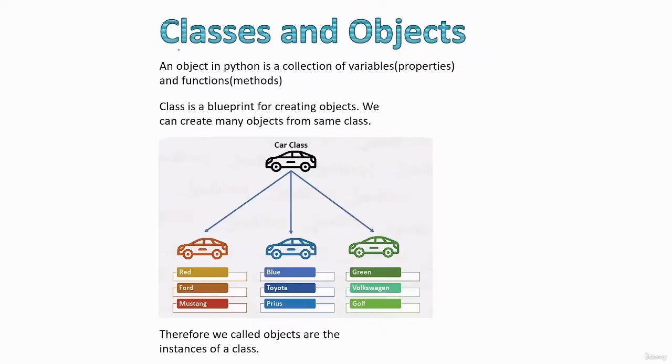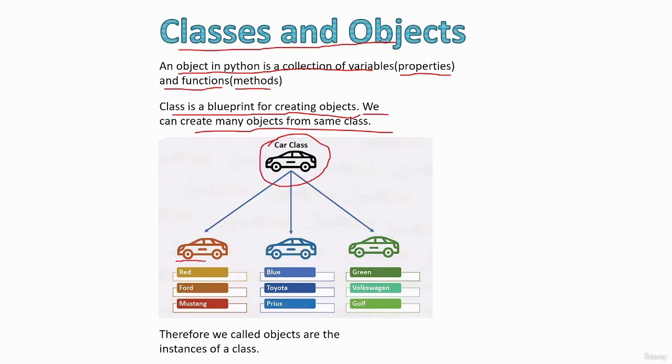In this video I am going to talk about classes and objects in Python. In simple terms, an object in Python is a collection of variables and functions. We call properties for variables in an object and methods for functions. Class is a blueprint for creating objects. We can create many objects from same class. There is a class called car. These are three different objects created from that class. Therefore, we call objects the instances of a class.